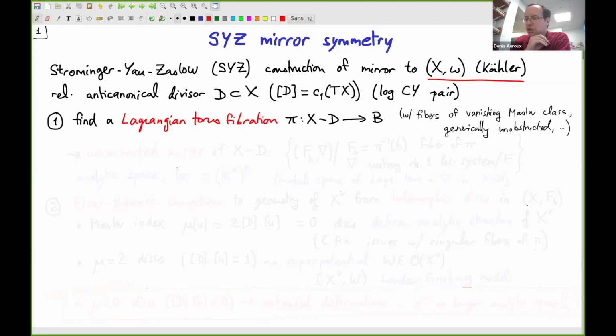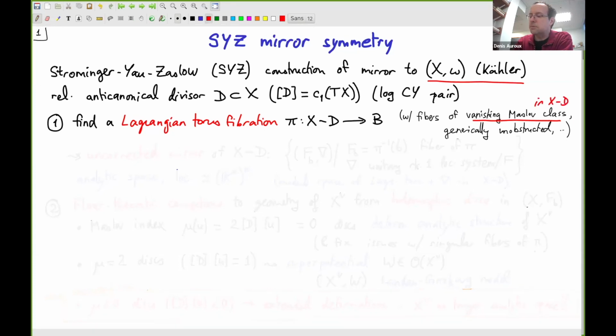So the suggestion is that we should start from a Lagrangian torus fibration on X minus D over some base B. Strominger-Yau-Zaslow, for various reasons, wanted it to be special Lagrangian. That's very hard to do in practice, and we don't need it. So instead, I will mostly ask that the fibers have vanishing Maslov class in X minus D, so that you have a Z-graded Floer theory in X minus D, and generically unobstructed in X minus D, and so on. So things for which we can do reasonable Floer theory.